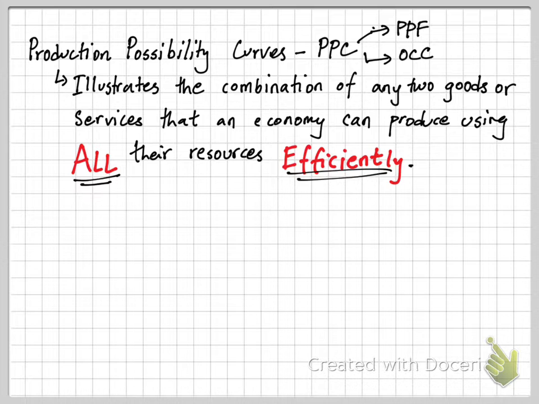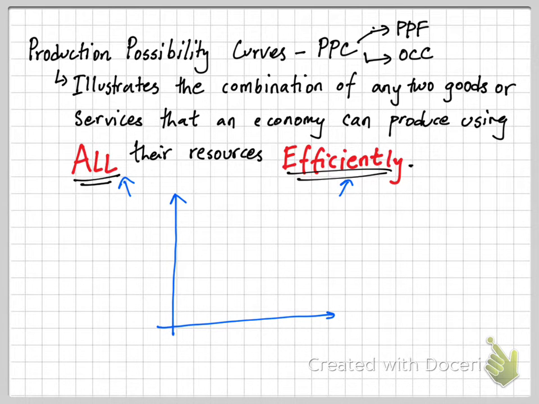But essentially, a production possibility curve shows you all the different combinations of any two goods or services that an economy can produce when they use all of their resources in the most efficient manner, right? And these two keywords are very, very important, as we will see shortly.